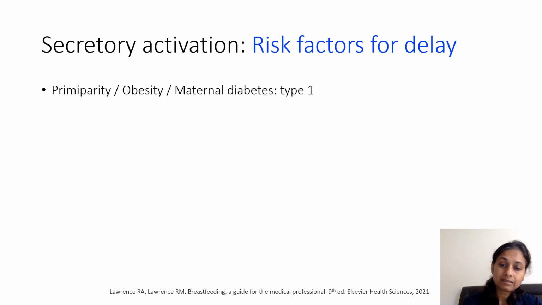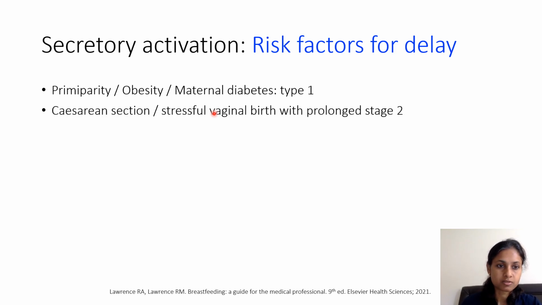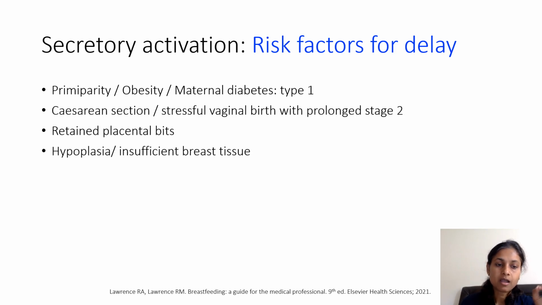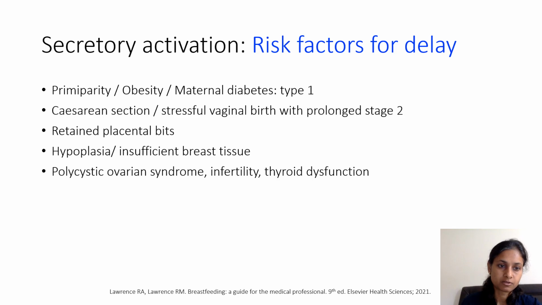So what are the risk factors for delay in secretory activation? Usually preemie mothers, first-time mothers, obesity in mothers, maternal diabetes, and mostly type 1 diabetes is more of a risk factor. The cesarean section, stressful vaginal birth with a prolonged stage 2, retained placental bits, hypoplasia or insufficient breast tissue, polycystic ovarian syndrome in the mother, or infertility, or thyroid dysfunction, and stress.